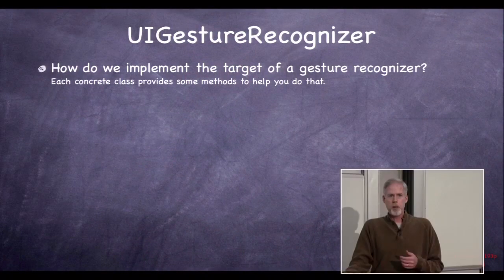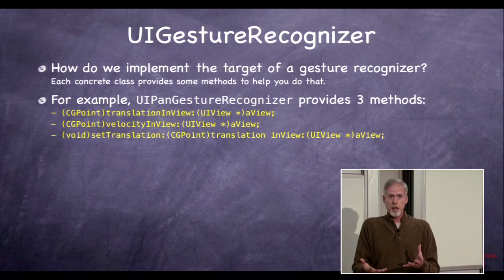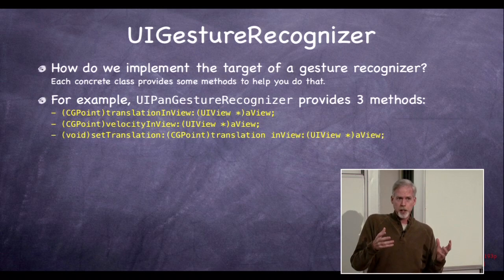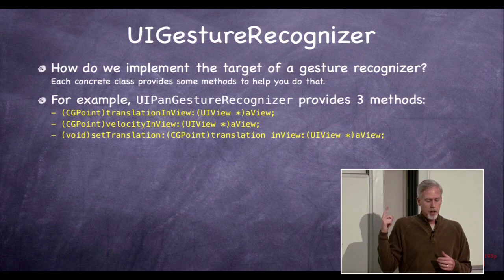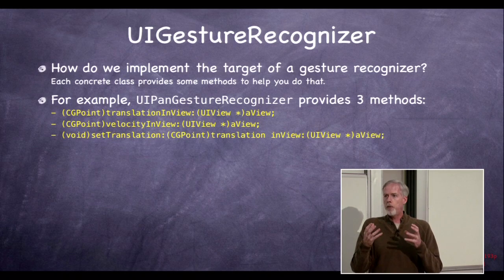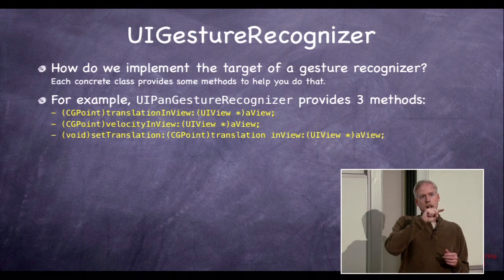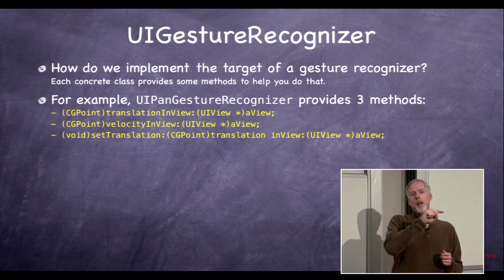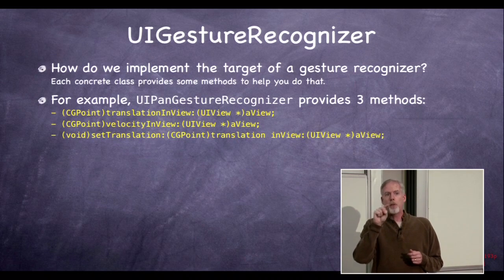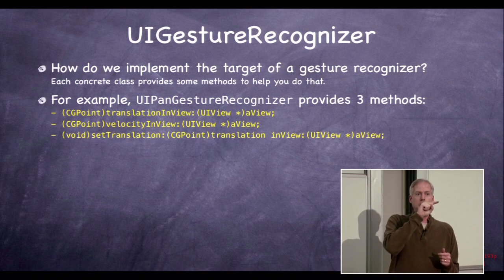Okay. So how do we implement the target of a gesture recognizer? How do we implement that pan colon thing? What does that look like? Well, the concrete classes provide methods. Each concrete class provides its own methods that have to do with what it's doing. So, for example, pan. Pan gesture provides these three methods. Okay? The first method is translation in view, which will give you a point that tells you the distance of the pan from the last point that was set in the gesture. Okay? And it starts out with wherever the touch first went down, that's the start. And as it moves, it'll tell you the distance from that point, but it's also possible to reset that start point. And then it'll tell you incremental distance as it moves around.